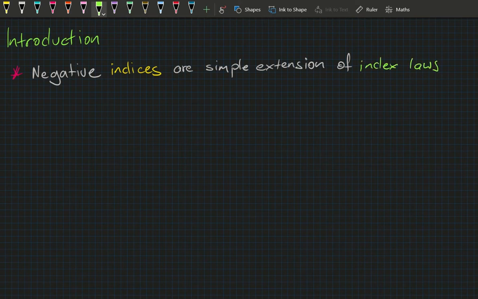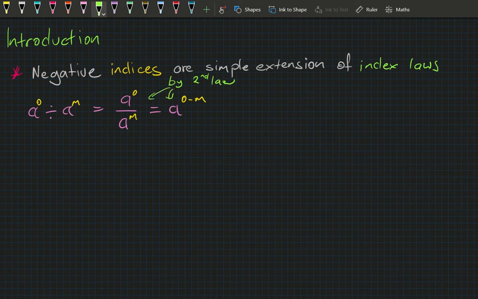Okay, to begin exploring these negative indices, let's consider a to the 0 divided by a to the m. Now the second index law says that that's equal to a to the 0 minus m. And 0 minus m is equal to negative m, so that's actually equal to a to the minus m. This means that a to the minus m is equal to a to the 0 divided by a to the m.